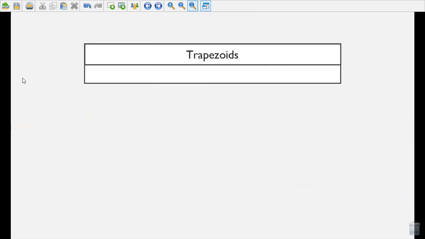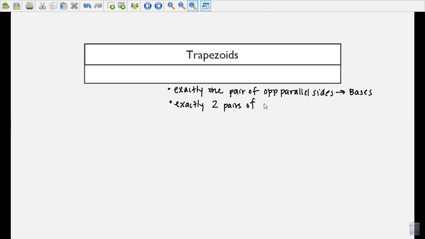All right, so trapezoids, we're going to kind of start with the same thing. So remember your trapezoid is kind of similar to a parallelogram. But instead of having both opposite sides that are parallel, you have exactly one pair of opposite parallel sides, right? And those parallel sides are what we call the bases of your trapezoid. All right, and then our only other property for every trapezoid that's out there is that you have exactly 2 pairs of consecutive supplementary angles.